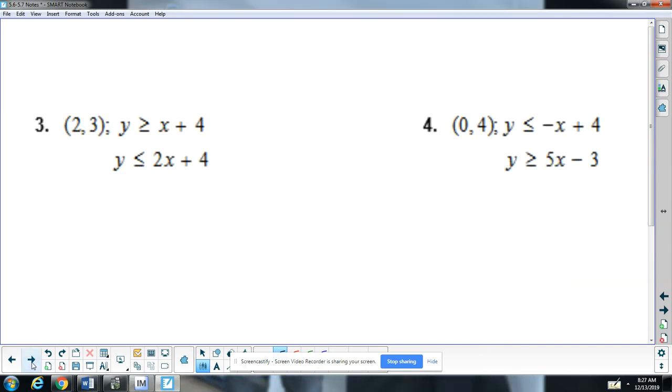Okay, now I want you to try these on your own. So go ahead and pause the video and see if those are solutions to the inequalities. Okay, so you should have put a 3 in for your y. So 3 is greater than or equal to the x, which is a 2, plus 4. So that would give us 3 is greater than or equal to 6, which it's not. 3 is less than 6, so this would be a no.